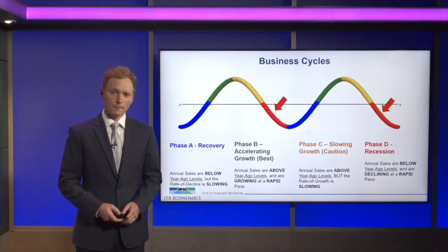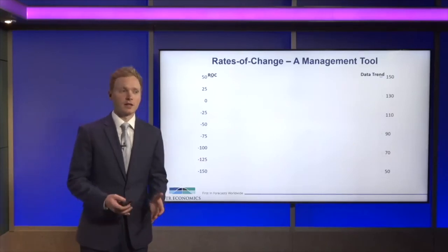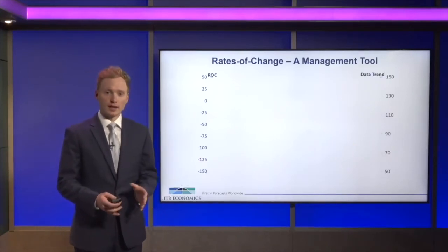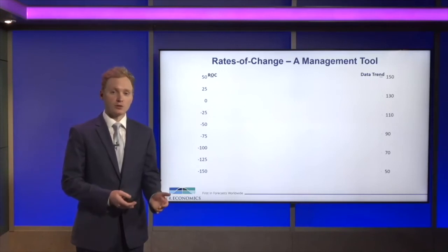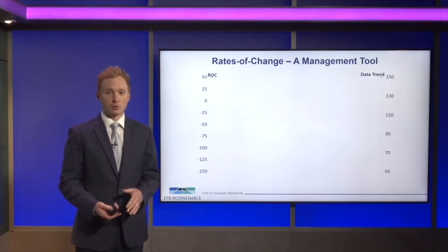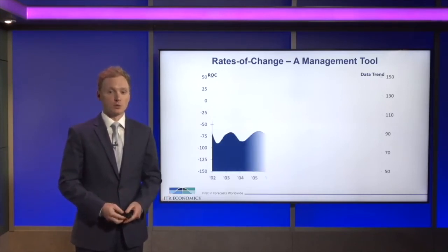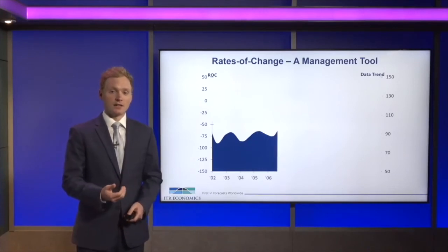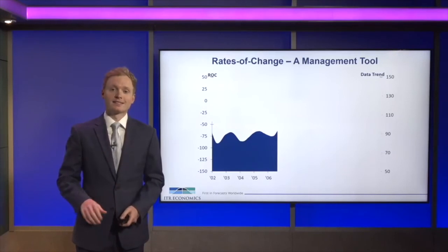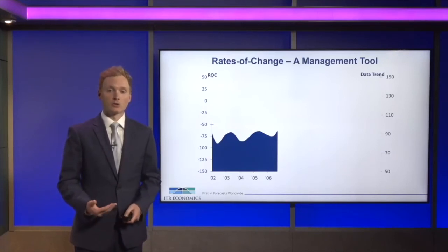So I want to take you through what I think is an interesting exercise, showing you what that looks like from both angles, both from a rate of change perspective and from a dollar-based perspective, as a management tool. So this is an annualized data trend indexed on the y-axis on the right. It is dollar-based, so when we see those blue bars going up and down, that is a revenue trend moving up and down over time.